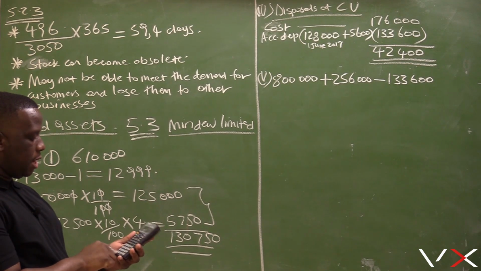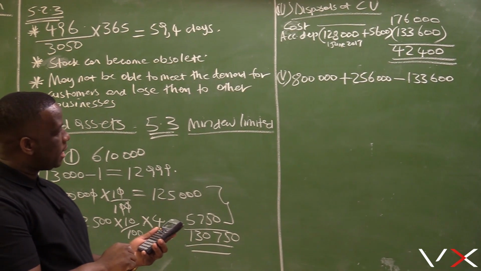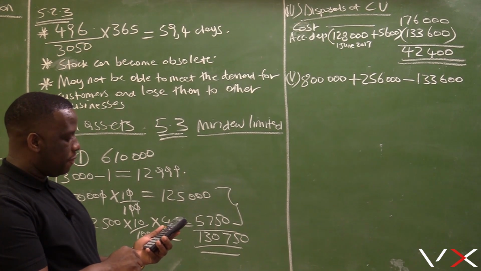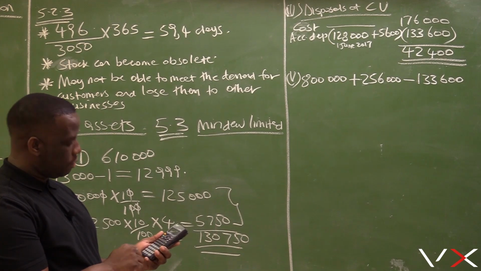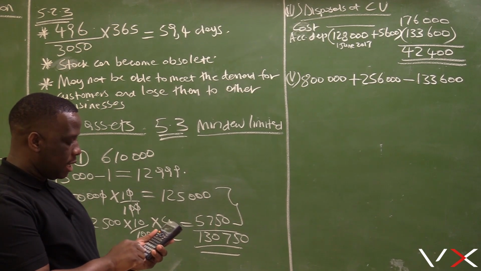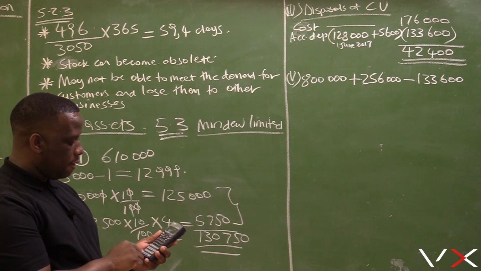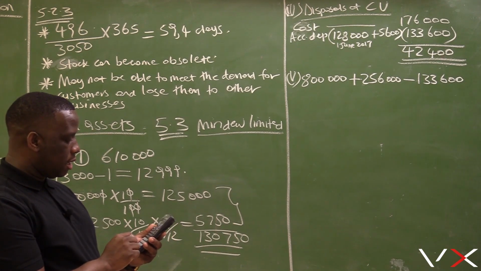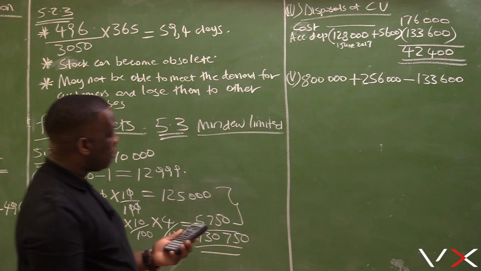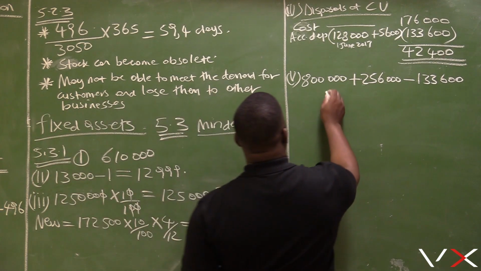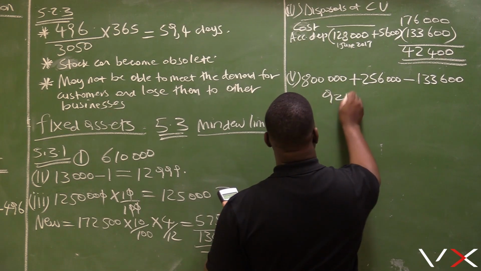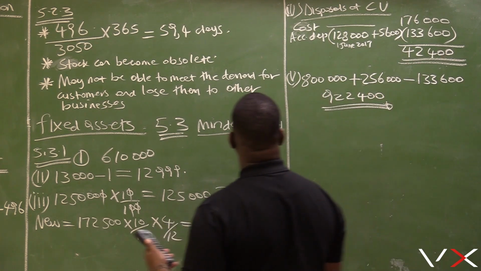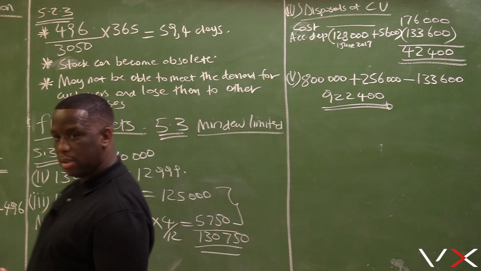So at the beginning of the year, depreciation was 800,000 plus depreciation for the current year for the fixed asset, which is 256,000, minus 133,600 depreciation for the asset that was sold. So the final answer is 922,400.